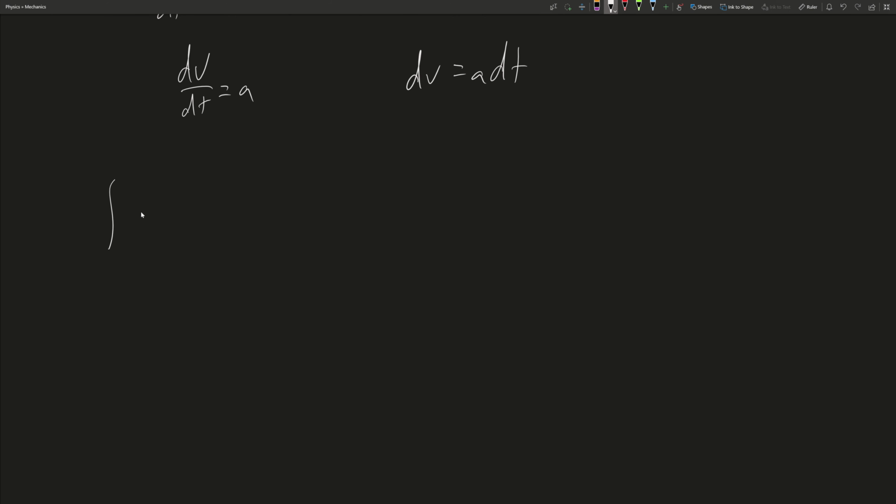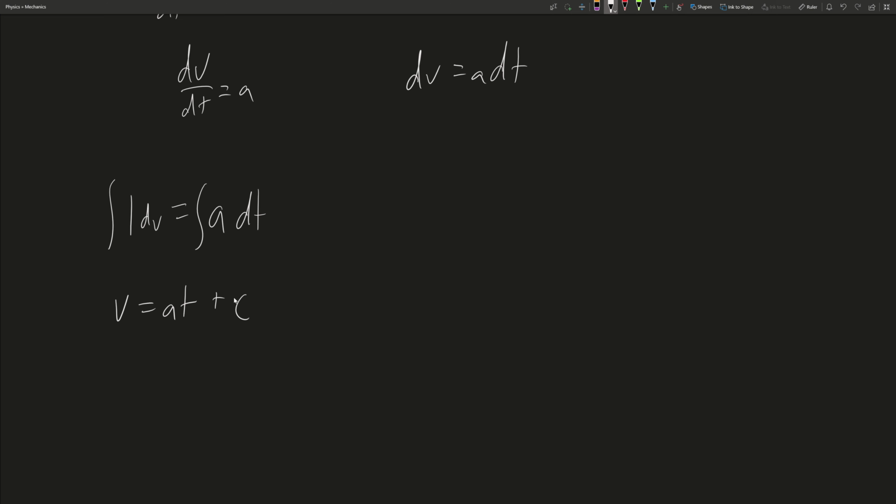So we have the integral of 1 dv, because there's a 1 here, is equal to a, which remember is a constant since it's constant acceleration, dt, and that's integrated. So 1 is integrated with respect to v, and that just gives you v. Now there's a constant of integration here, but since we're integrating both sides, we only need to put the constant of integration on one side. And so v is equal to at, since we're integrating a, which is a constant, with respect to t, plus c.